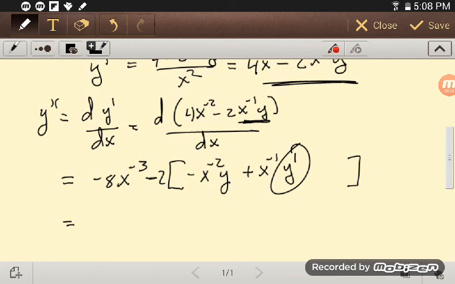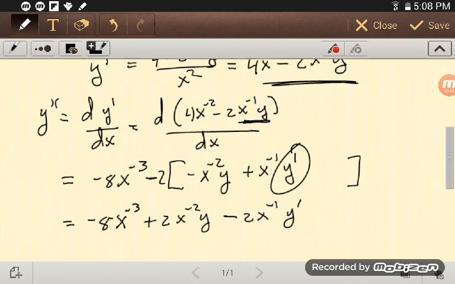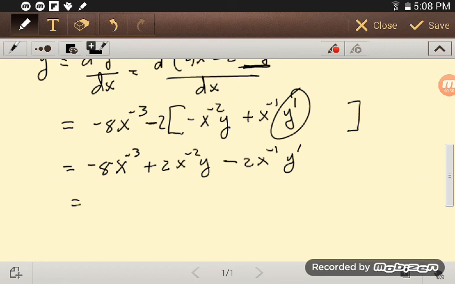So, well, let's see. We have minus 8x to the negative 3. First I'm going to distribute the 2 here and make this plus 2x to the negative 2y and minus 2x to the negative 1y prime. Okay, now do my substitution. So this is minus 8x to the negative 3 plus 2x to the negative 2y minus 2x to the negative 1.